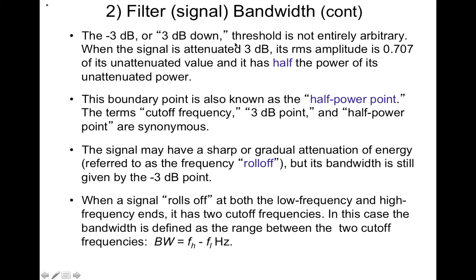So this 3 dB down threshold, as we said before, has an amplitude of 0.707 when it's not attenuated, and so that would be half of the unattenuated power. That's sometimes known as the half power point, cutoff frequency, 3 dB down point, etc. The signal can have either a sharp or a gradual attenuation of energy, but its bandwidth is still given by the 3 dB down point. And once again, when it rolls off at both low and high, it has two cutoff frequencies, and the bandwidth is defined as the range between the two frequencies.